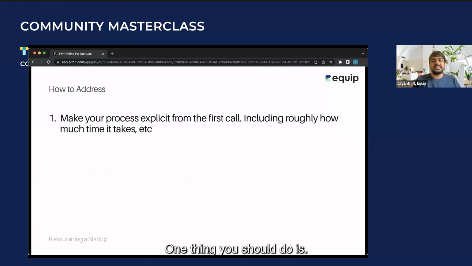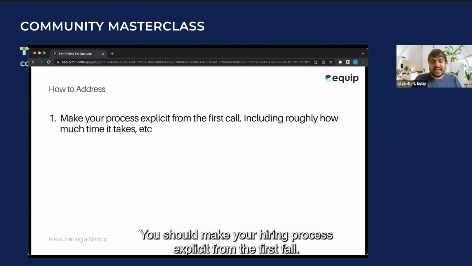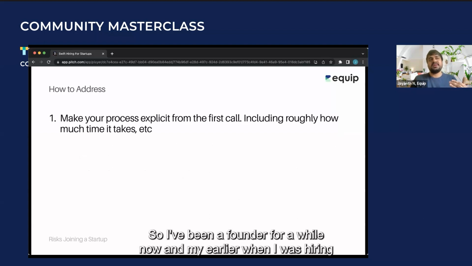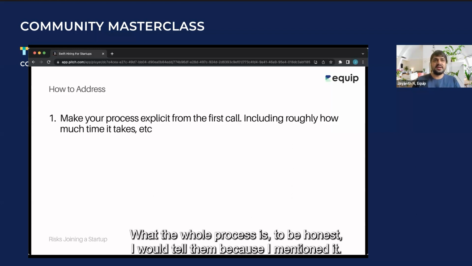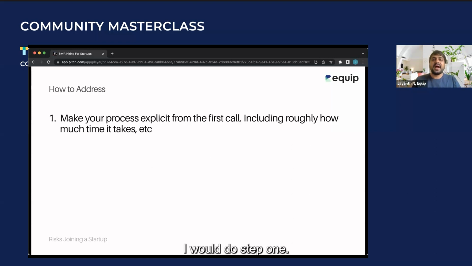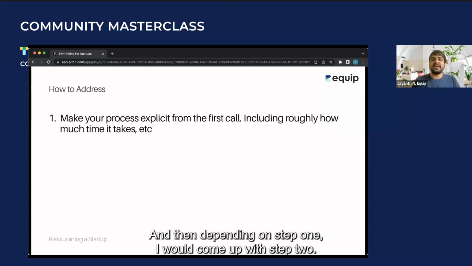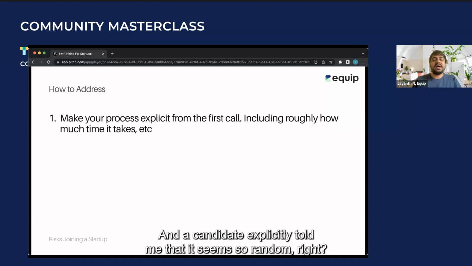One thing you should do is you should make your hiring process explicit from the first call. So I've been a founder for a while now, and when I was hiring earlier, I would not tell the candidate what the whole process is. To be honest, I wouldn't tell them because I myself didn't know, right? There was no process. I would do step one, and then depending on step one, I would come up with step two. And a candidate explicitly told me that it seems so random, right?